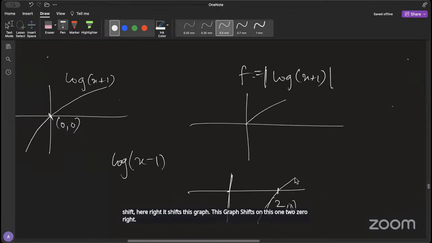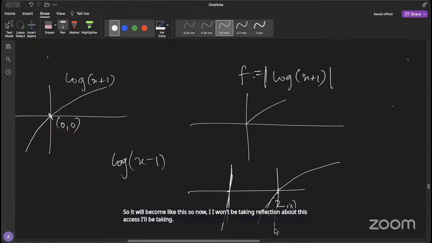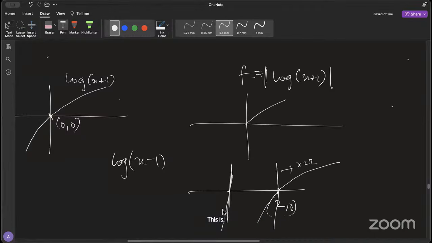So it will become like this. So now I won't be taking reflection about this axis. I'll be taking reflection about this one, right? This is x equals 2. So I'll be taking reflection of this one. So after this, your graph will remain same.